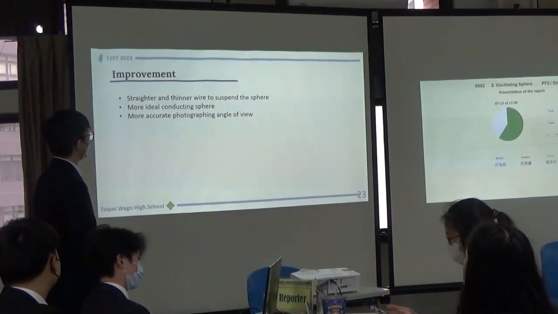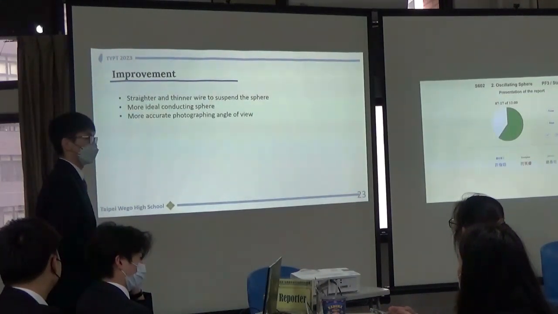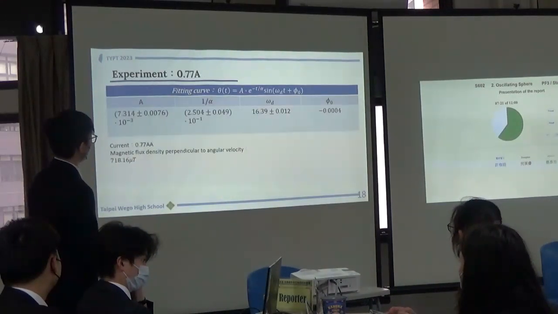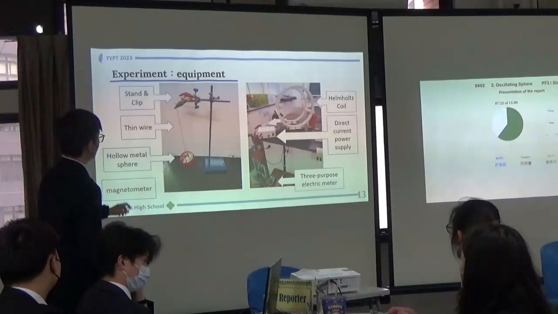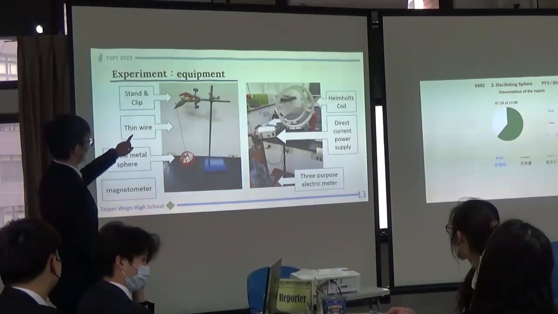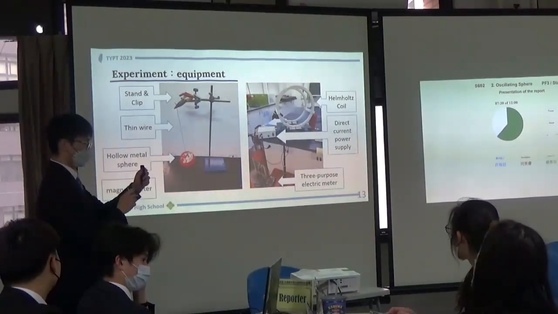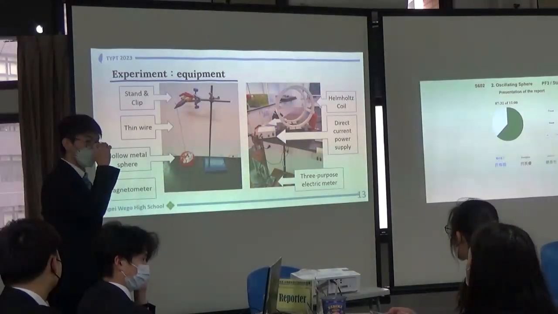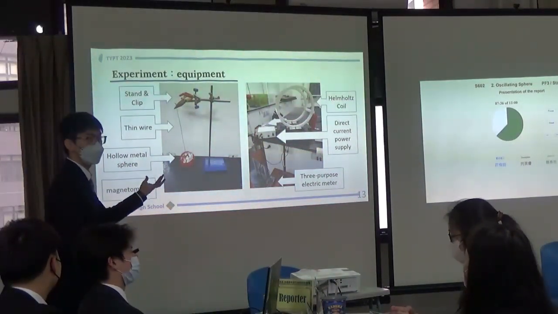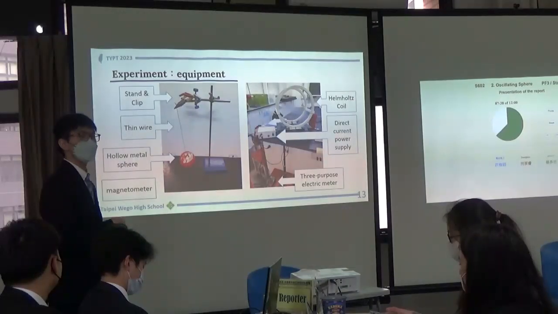But for improvement, first, a straighter and thinner wire to suspend the sphere would be required since, as you can see in our setup, it is quite difficult for us to ensure the thin wire is straight. So it may cause a little bit of deviation when rotating the ball, and also damping caused by the torsion.